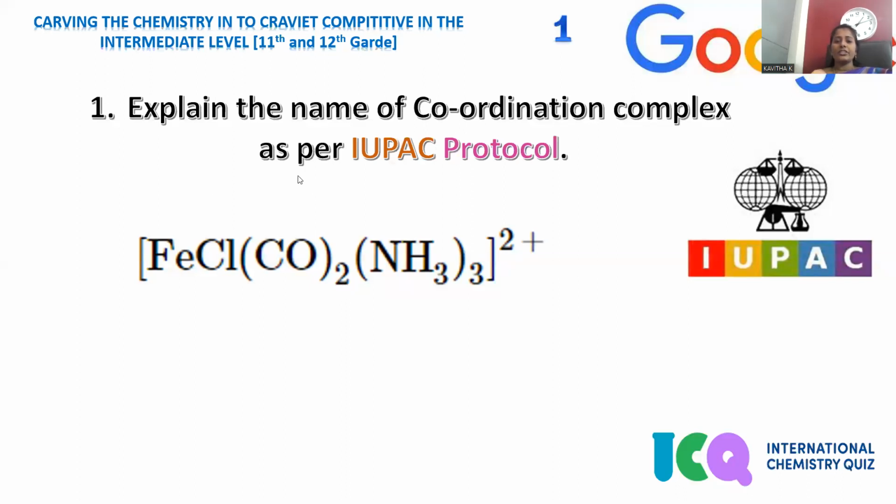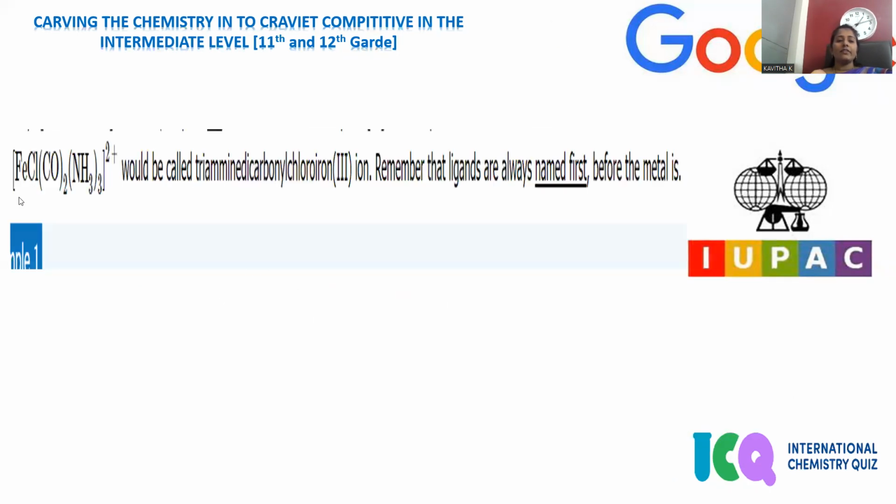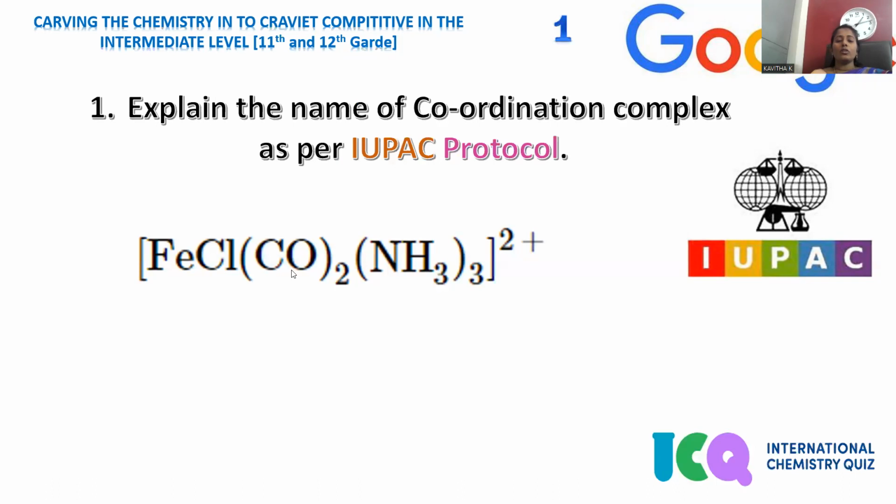Explain the name of the coordination complex as per the IUPAC protocol. IUPAC stands for International Union for Pure and Applied Chemistry. Fe, Cl, CO taken twice, NH3 taken thrice, plus 2. This is the complex provided where iron is the metal and chloro, carbonyl and ammonia are the ligands. Then how can we assign the name for this cationic complex? In order to assign the name, in accordance with the alphabetical order, we have to go for among chloro, carbonyl and ammonia.